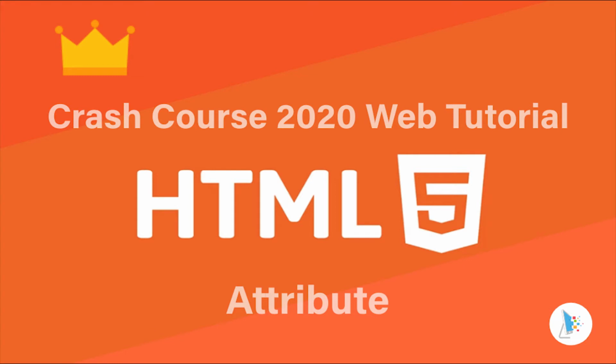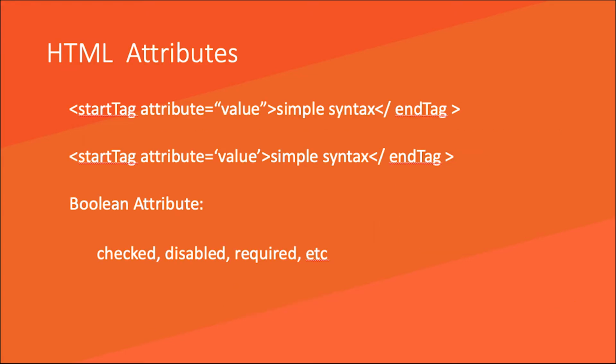Now, let's get started. All HTML elements can have attributes. Attributes provide additional information about an element. It is always specified in the start tag, and it usually comes in name and value pairs like name equals value. Attribute values should always be enclosed in quotation marks. Both single and double quotes can be used to quote attribute values. However, double quotes are most common. In some situations, when the attribute value itself contains double quotes, it is necessary to use single quotes.